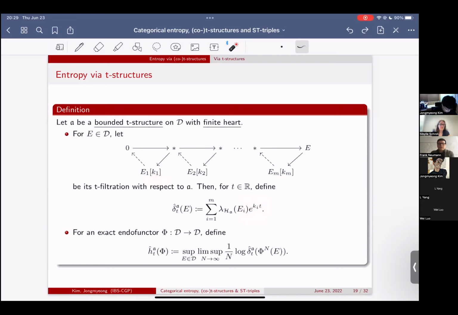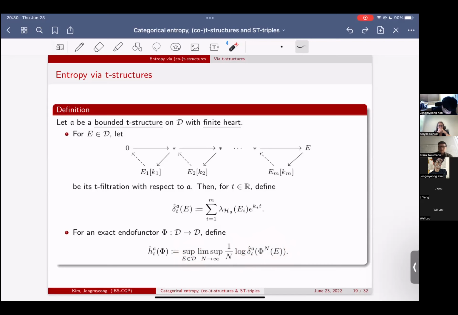And then for an exact endofunctor, we define delta hat T of phi as follows. This is very similar to the definition of the categorical entropy, but in this case we use delta hat T instead of delta T. We also take the supremum over all objects in D. So this measures the exponential growth rate of this number, how fast this number grows when n goes to infinity.